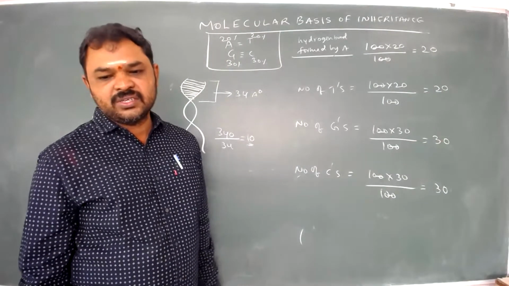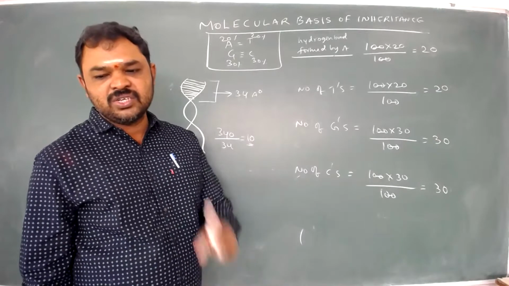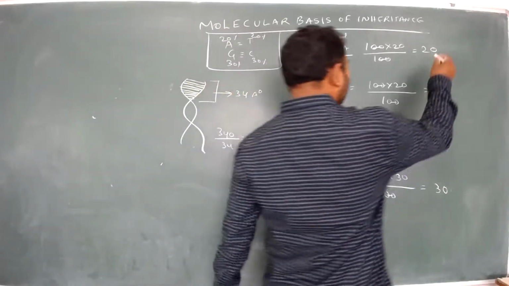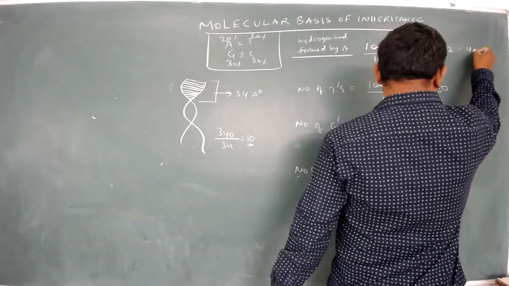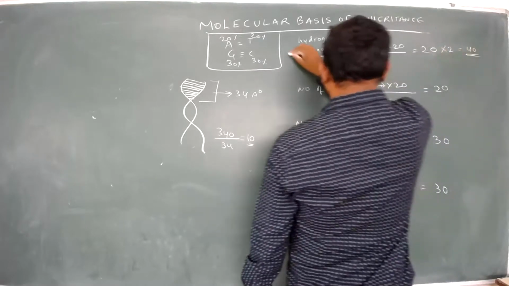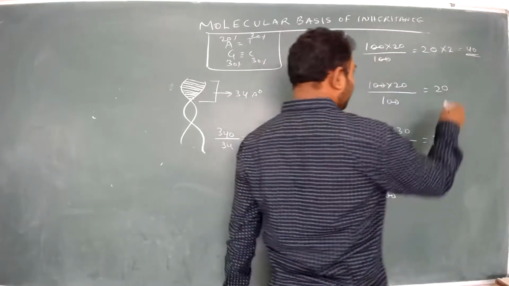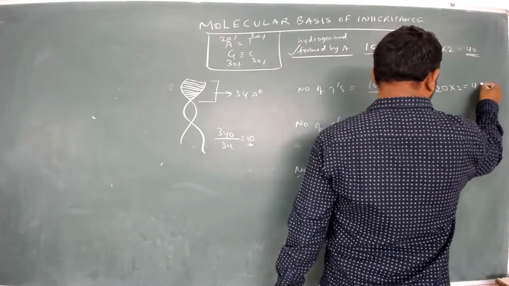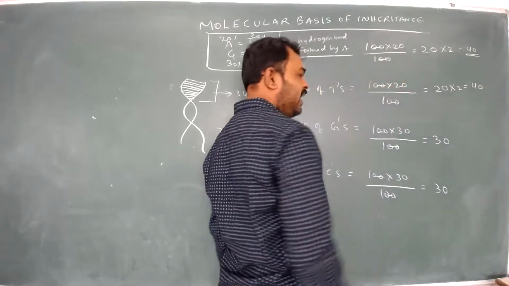Now hydrogen bonds. A can form how many hydrogen bonds? 2. So here, what is the number of hydrogen bonds? 20 times 2, 40 hydrogen bonds by A's contribution. And you can see here, what would be there? 40 hydrogen bonds by T's contribution.